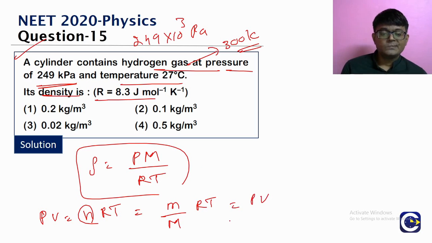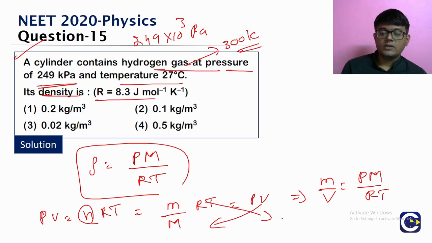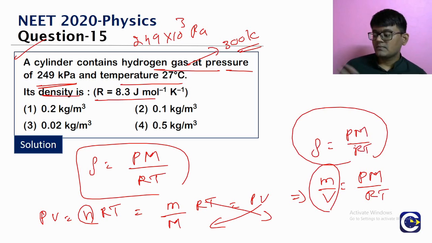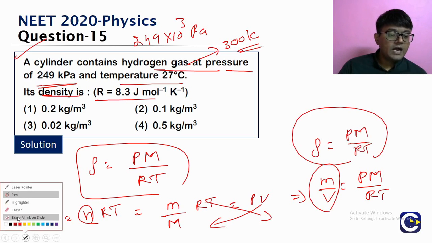That is PV. Now we will bring the volume to this side and take everything to the other side. Mass by volume is equal to P into M by R into T. The R into T goes to the denominator. Mass by volume is the density, right? So rho is equal to PM by RT. So this formula we will be remembering, the density formula for an ideal gas.